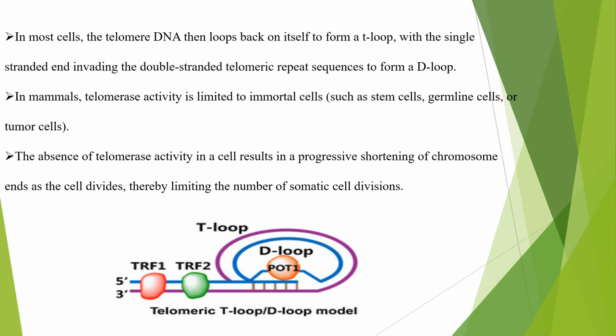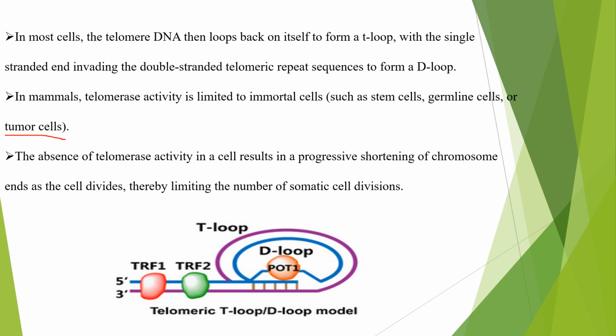So the telomerase saves our information from getting lost generation to generation. Now most of the cell DNA polymerase loops back on itself, that is what we read. If we see in mammals, telomerase activity is limited to the immortal cells. Which are immortal cells? Which are always growing: stem cells, germline cells, and the main importance, tumor cells.